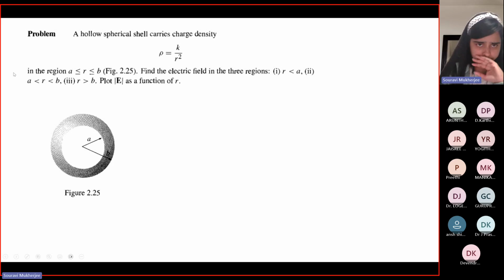Okay, so here you have a hollow spherical shell. The volume charge density is given, and you have to find the electric fields in three regions: R less than A, R within A to B, R greater than B, right? So this is a hollow shell. So all the charges that are there are actually in the region from A to B, right? So now if you use Gauss's law, then you tell me what the field should be somewhere inside. This should be pretty straightforward, right?